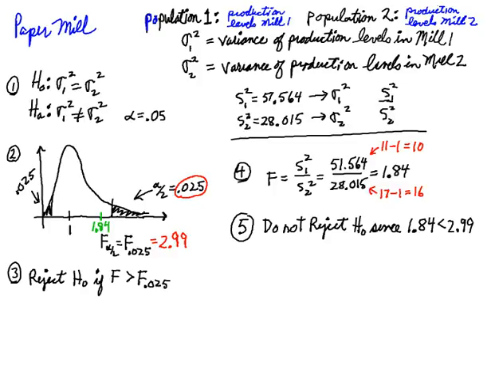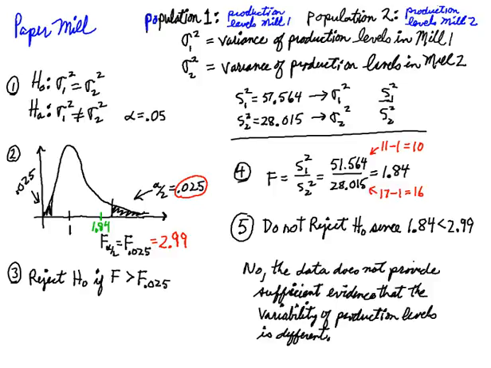So the answer to the question, which is, do these data provide sufficient evidence to indicate a difference in the variability of production levels at the paper mills? The answer is no. The data does not provide sufficient evidence that the variability of production levels is different between the two mills.